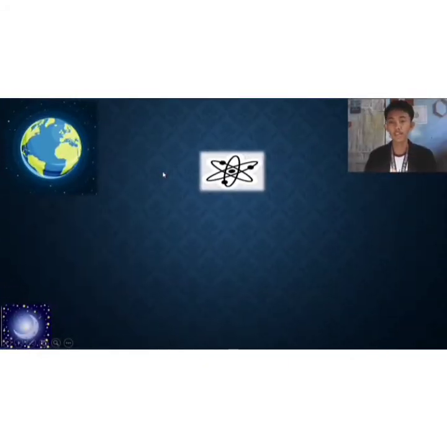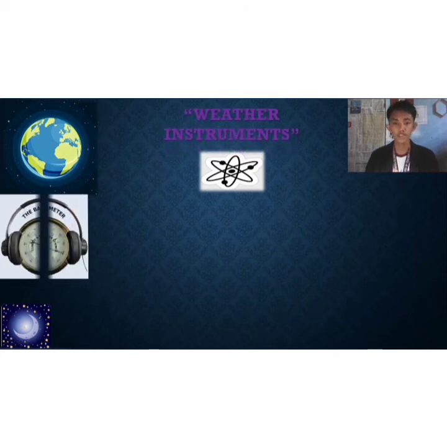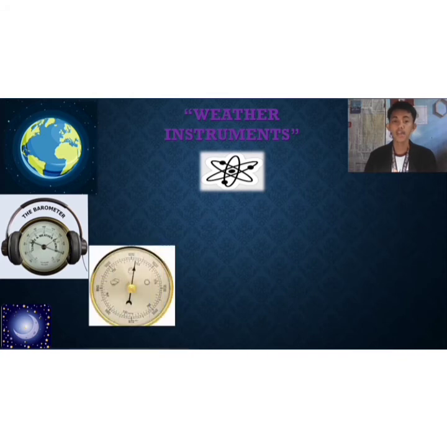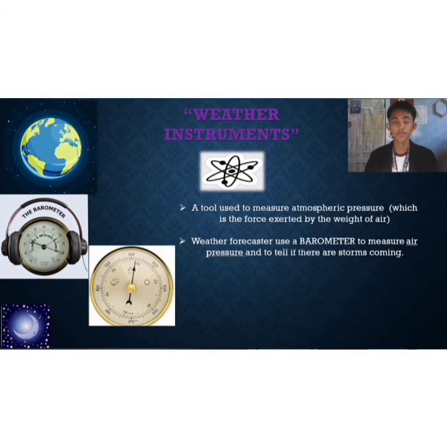Hello guys, today I'm gonna discuss with you all about weather instruments. So the first weather instrument is the barometer. So what is a barometer? Barometer is a tool used to measure atmospheric pressure, which is force exerted by the weight of air. Weather forecasts use a barometer to measure air pressure and tell if there are storms coming.